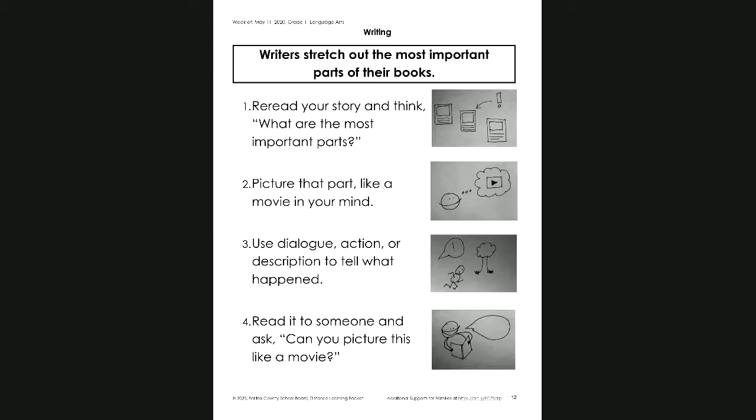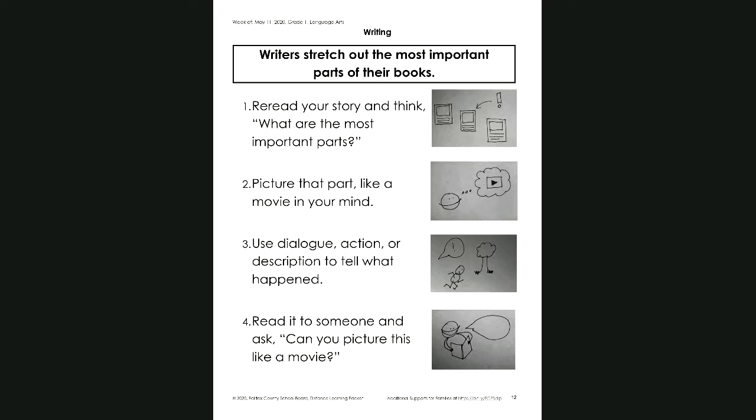So this one says, writers stretch out the most important part of their book. So it says, reread your story and think, what are the most important parts? So I'm thinking about my story, the most important part, maybe the part right when Michaela tells Amber she wants to play with someone else. That part was pretty important, so I might think about stretching that part out. And maybe also the ending where they kind of worked out the problem, maybe we could add more there too.